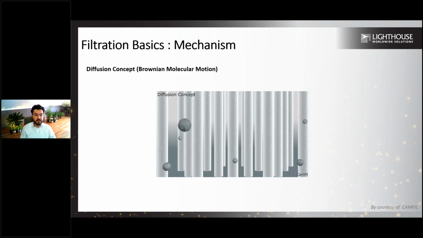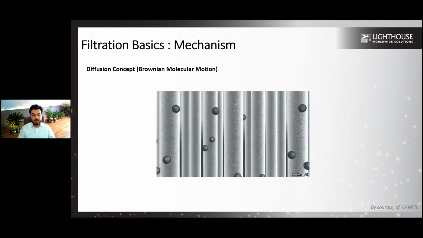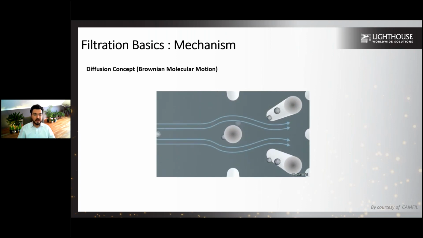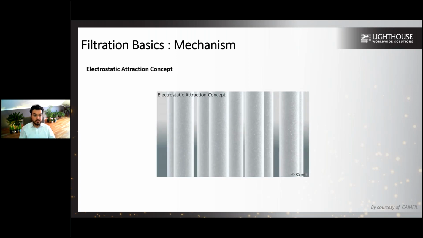And another method is the diffusion concept, which is also known as Brownian molecular motion. This diffusion toward the filter fibers can be found only in the case of very small particles, such as viruses. All of them are captured with this because it is a molecular level of motion, and they will not be able to follow the mainstream of air, so they end up attaching to the surface of the filters. This is one of the highest filtration mechanisms that we are using for filters.